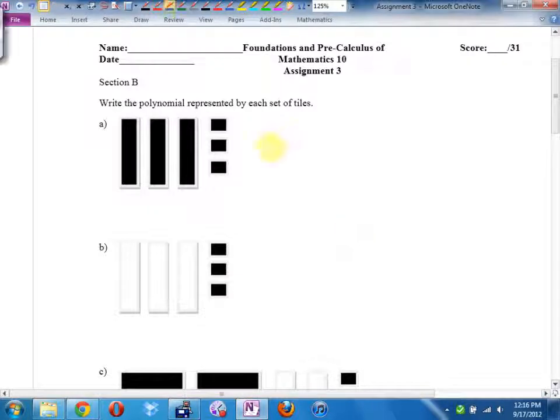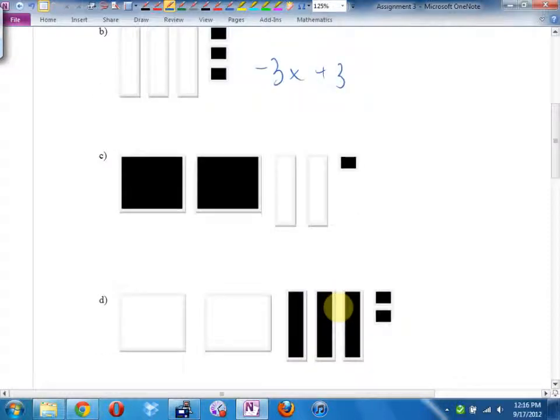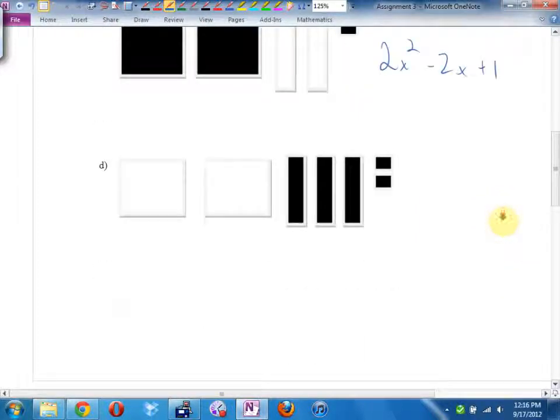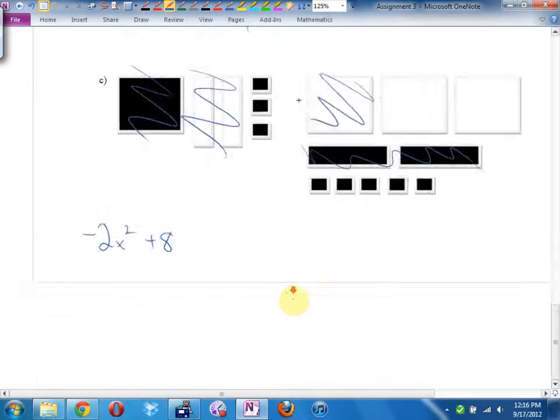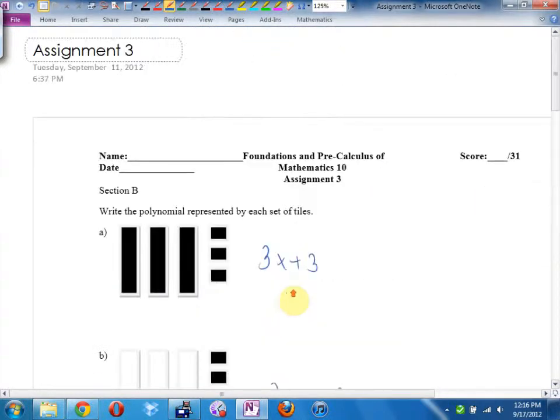How about 3x plus 3? How about negative 3x plus 3? How about 2x squareds, negative 2x's, and a positive 1? How about negative 2x squareds, positive 3x's, plus 2? Is that all of them this time? Okay.